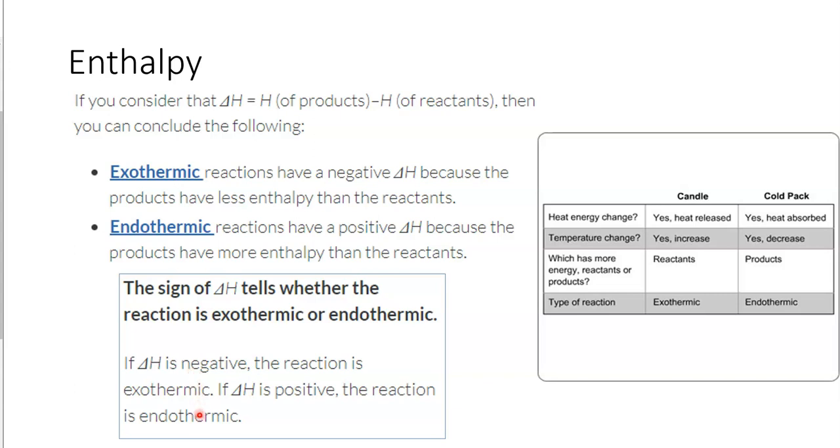The opposite of that is an endothermic reaction. The delta H would be positive. You have to add heat to the system in an endothermic reaction. So when you're adding heat to the system, heat is being absorbed. That means that the delta H would be positive.